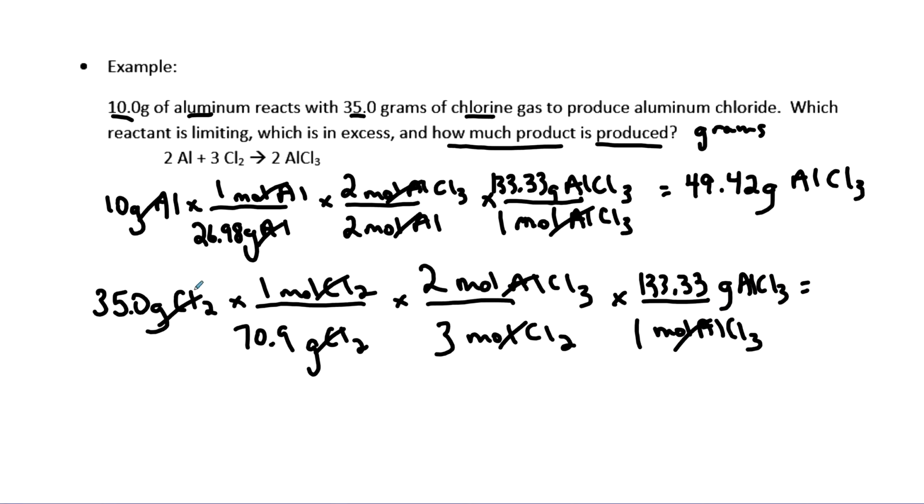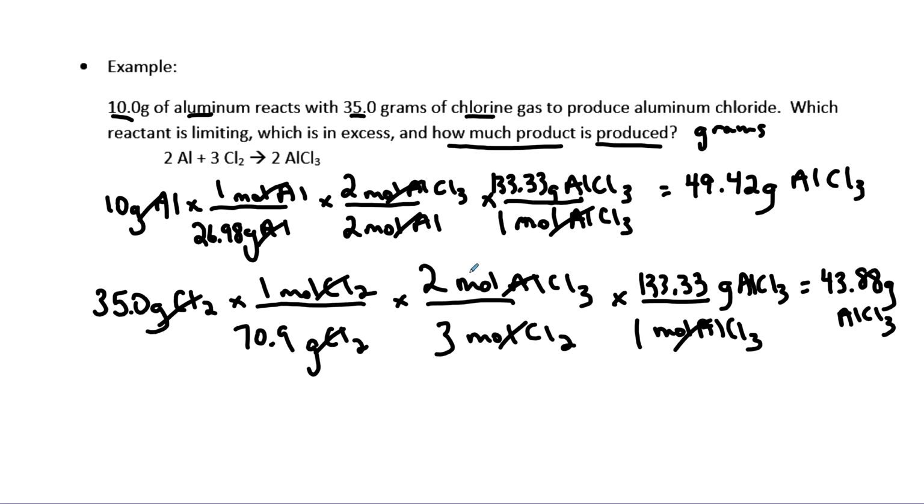Okay, so 35 divided by 70.9 times 2 divided by 3 times 133.33 gives me 43.88 grams of aluminum chloride. Okay, so now I'm ready to compare my two amounts. Aluminum would produce, if 10 grams of aluminum fully reacted, I'd get 49.42 grams. And if 35 grams of chlorine fully reacted, I'd get 43.88 grams.